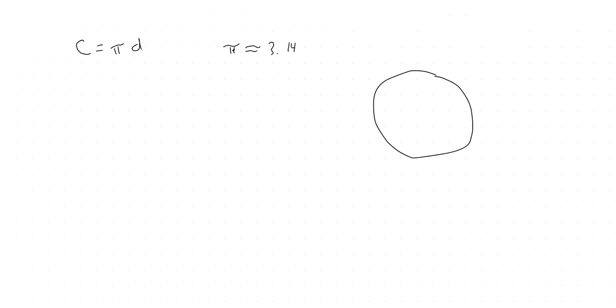You can also use the formula C equals 2 pi times radius. Okay? That's the one we'll mostly use. And arc length is a portion of a circle.